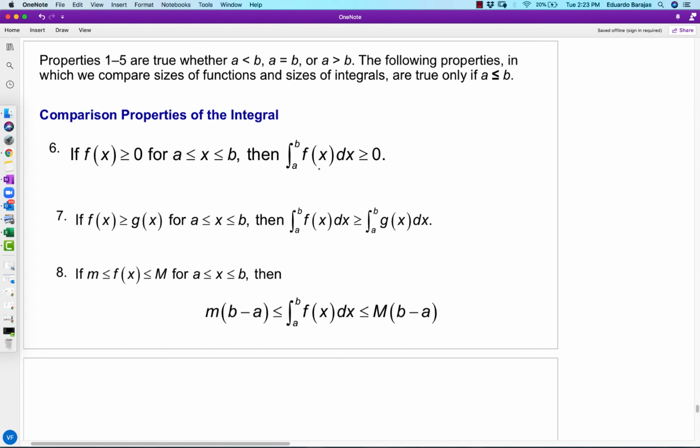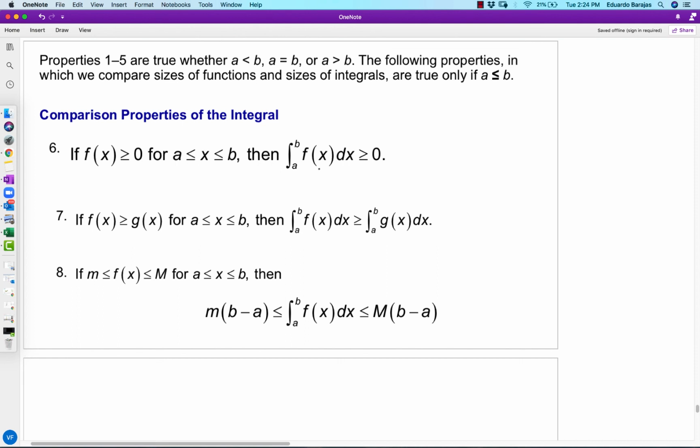Property 7: if f of x is greater than or equal to g of x, for x between a and b inclusive, then the integral from a to b of f of x dx will be greater than or equal to the integral from a to b of g of x dx. Again, I think that intuitively makes sense, but we're not proving it. These are great proofs for some other class, but we're not doing that here.